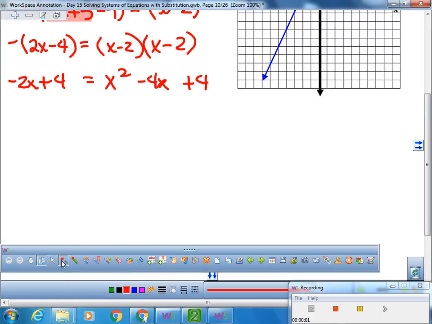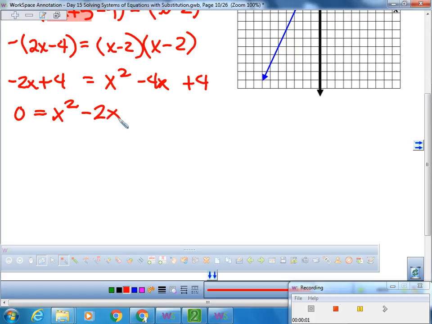There we go. Now I am going to move everything to that side. So when I do that, I get 0 equals x squared. Negative 4x. When I add 2x to negative 4x, isn't that going to be negative 2x? And then when I subtract the 4, oh, I only have this. When I subtract 4 from both sides, I just have this. So my graph wasn't very accurate, was it?